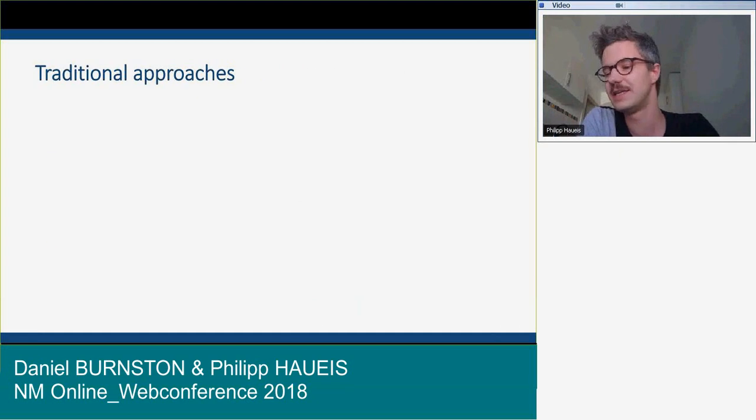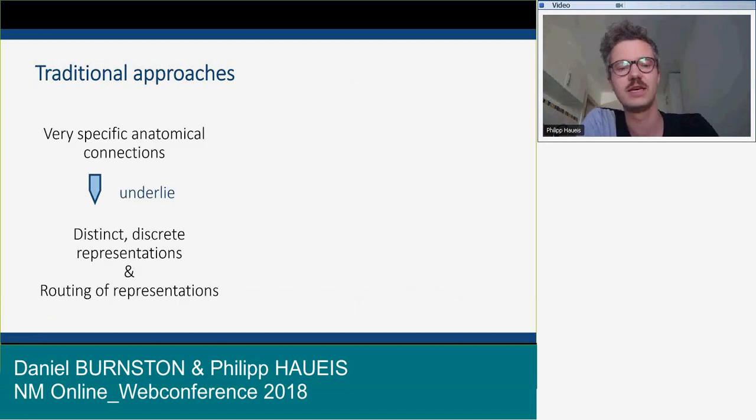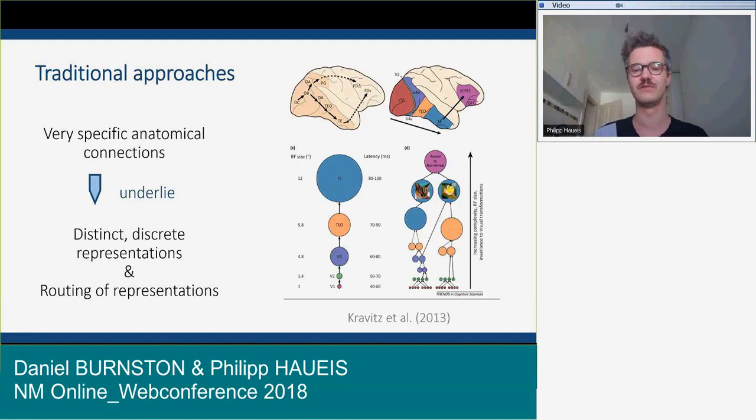We are going to distinguish broadly two approaches to the concept of hierarchy. One that we simply term traditional approaches, which are usually committed to the idea that there are very specific anatomical connections in the brain that underlie a hierarchy of discrete representations and routing of representations along this sort of processing hierarchy in the brain. And the paradigmatic example that's usually used there is the visual system.